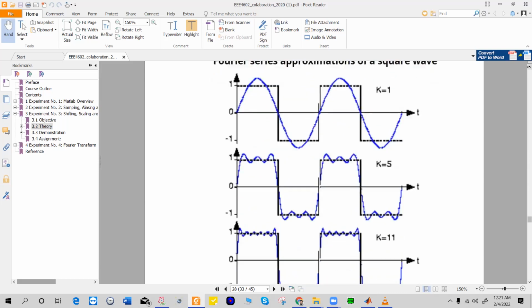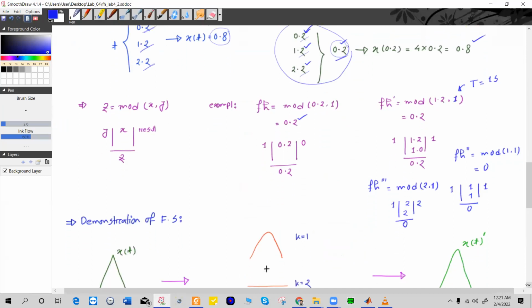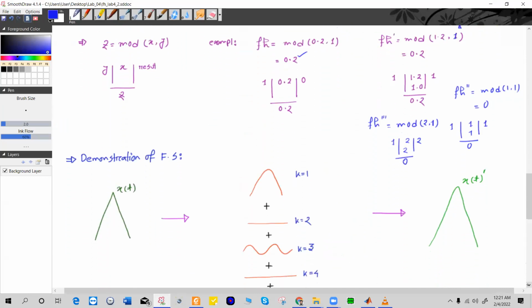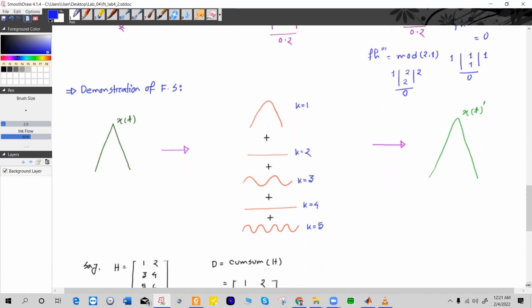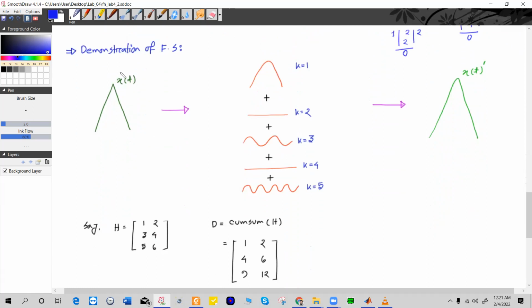Now what will be our task today? We will demonstrate this: first we'll define a signal x of t in the time domain, and we'll perform the Fourier series of that signal. By doing so, we'll try to find out different frequency components of that signal. So this is our time domain signal. We'll perform the Fourier series on that signal, and as a result, we will have different frequency components.